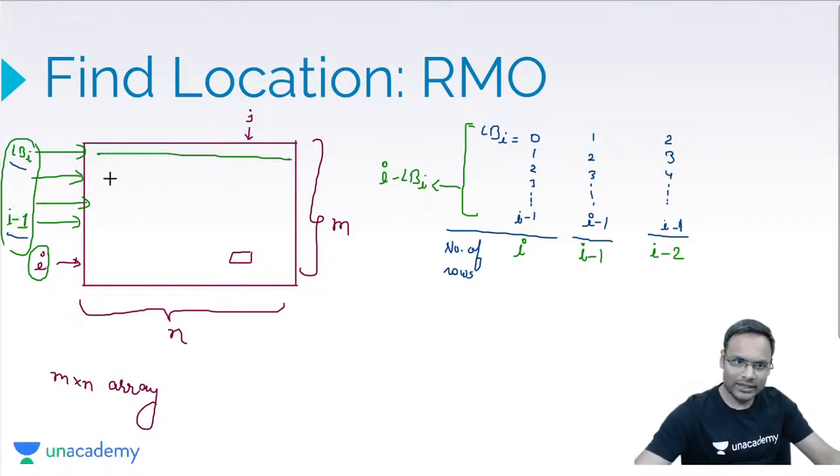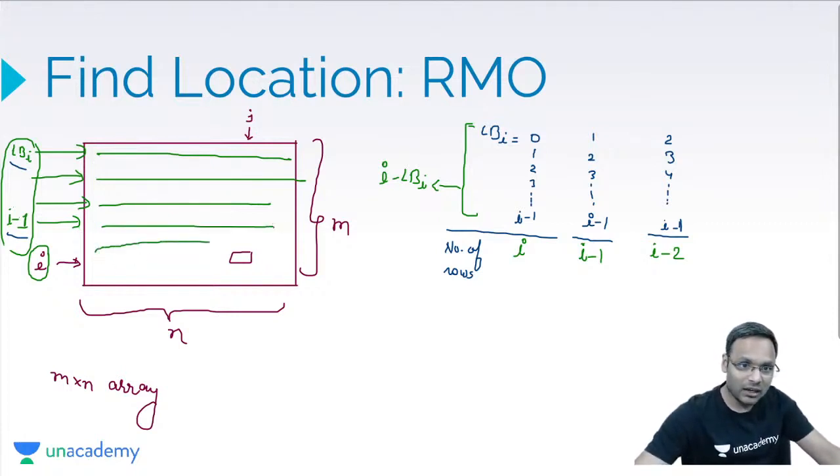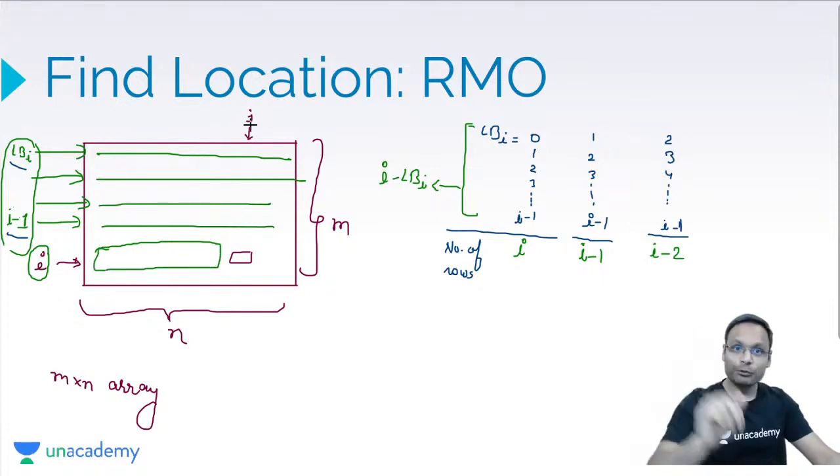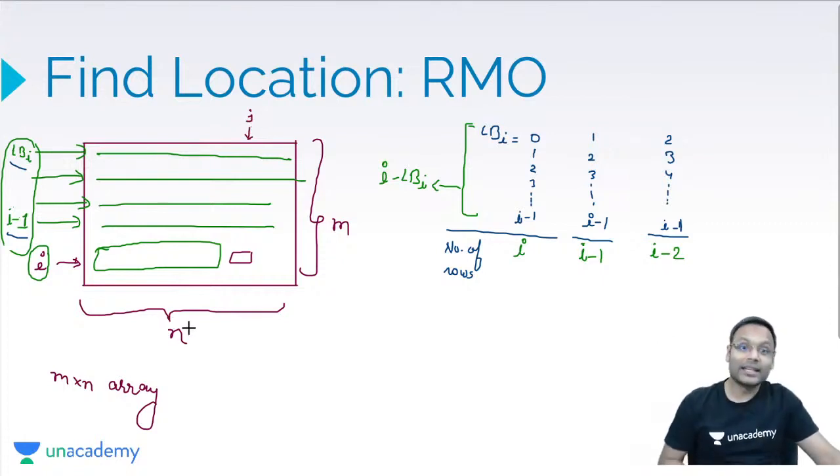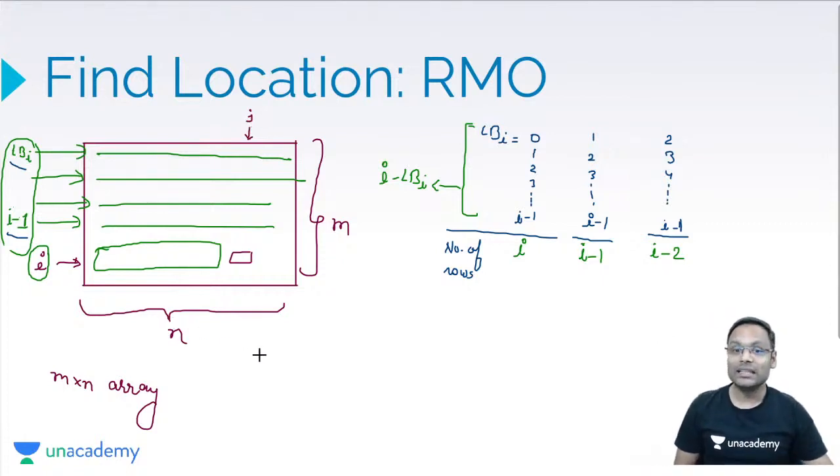Let me complete it that way. This row completed? Yes. This row completed? Yes. Stored all the elements? Yes. Now we have reached the ith row. In the ith row, before reaching the jth column, can we have a few elements? Yes. हो सकते हैं. कितने? कितना?